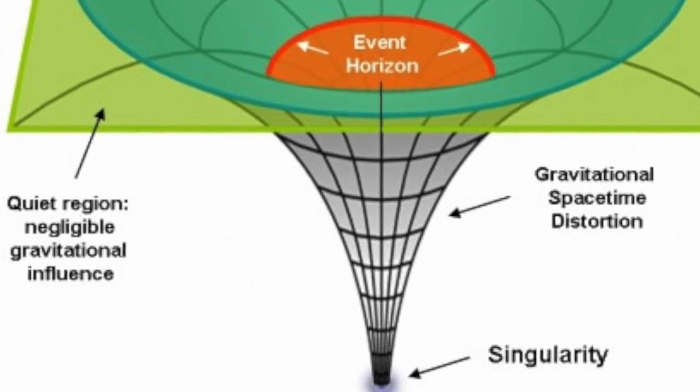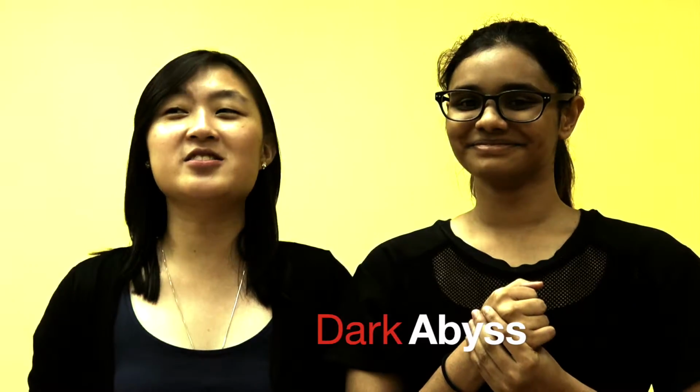Anything that passes through the horizon is trapped inside the black hole. Black holes come in several varieties depending on the mass. Things that are pulled into the black hole fall into what is known as the dark abyss. Humans still aren't able to identify where the black hole leads to.